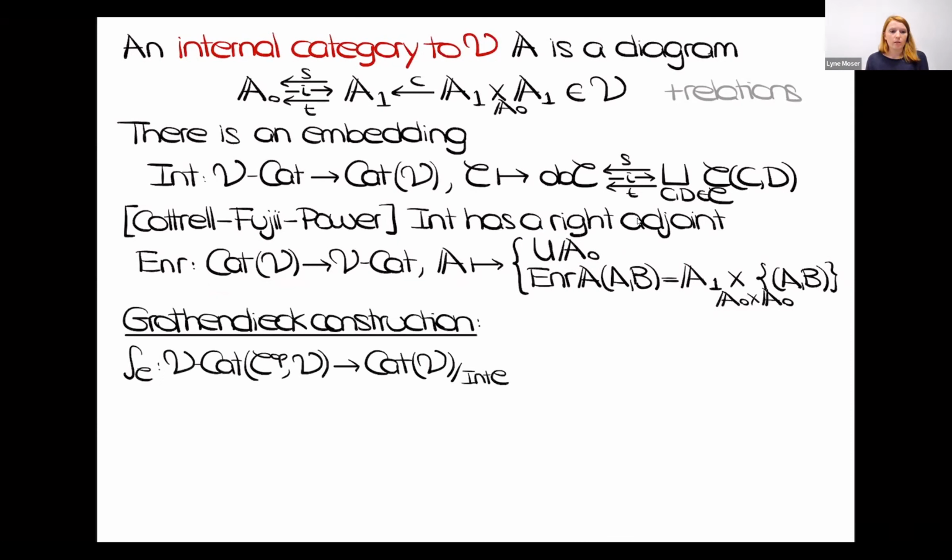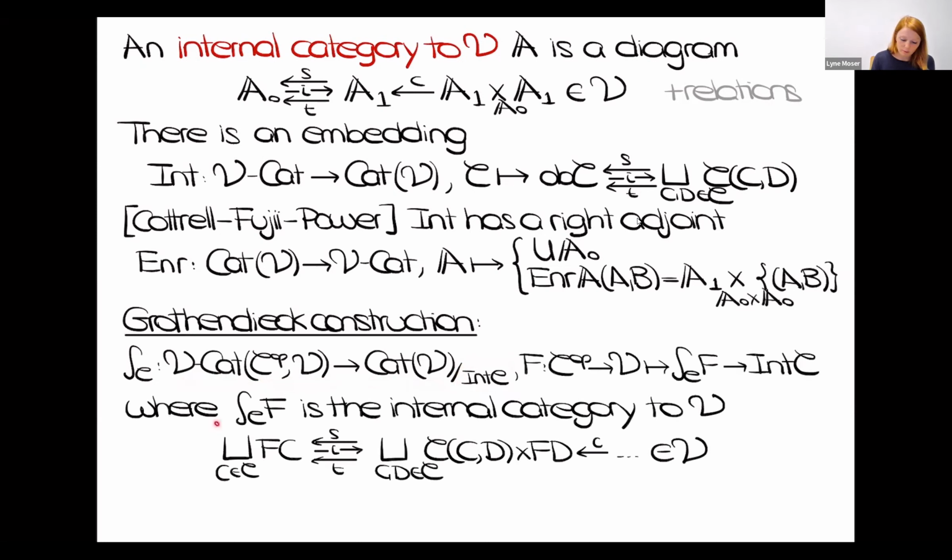And so now you can again define a Grothendieck construction similarly to before, from V presheaves on C to internal categories to V over this internalization of C. And for this, you can form the same diagram, and you're going to say that this Grothendieck construction of F is the diagram which has at level 0 the coproduct of all these FCs, and then at level 1 the coproduct of these hom objects of morphisms in C times FT.